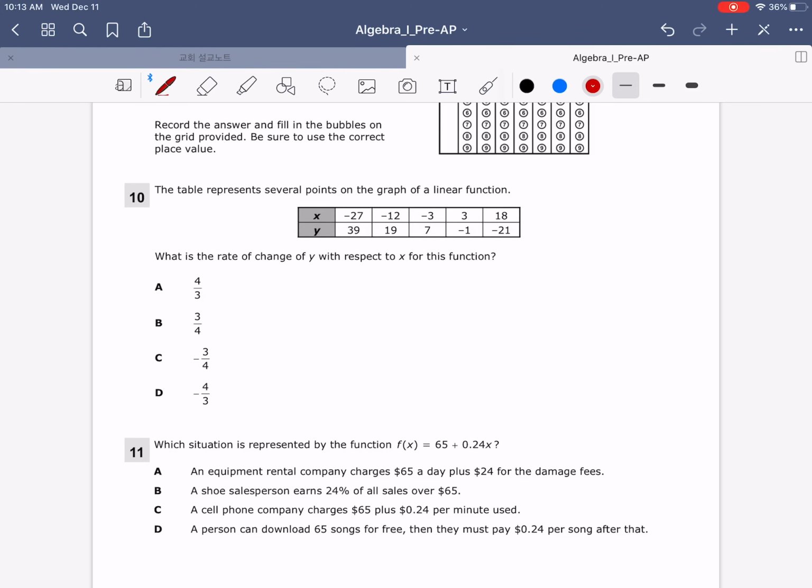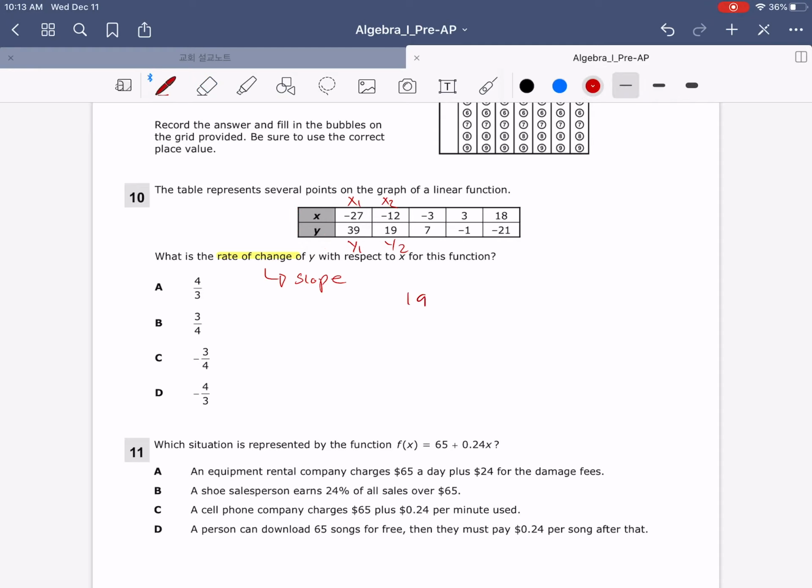Question number 10. The question is asking: the table represents several points on the graph of a linear equation. What is the rate of change of y with respect to x for this function? Again, rate of change. It's an easy question. It's going to be the slope. So again, you just put x1, this is x2, y1, y2. Just remember this x and y. Sometimes I get confused as well.